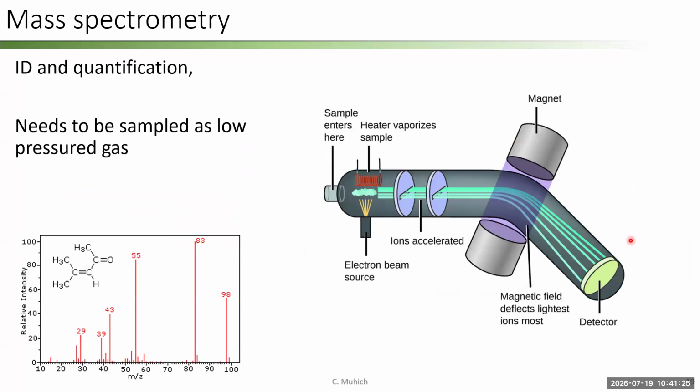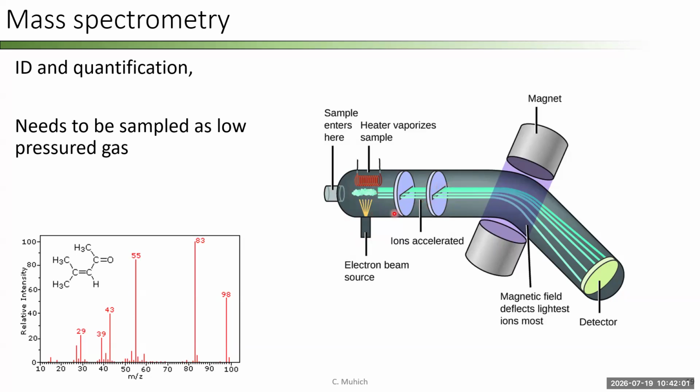Our last spectrometry technique is called mass spectrometry. What we do here is we take a very small amount of sample, we heat it up so that it vaporizes, and we take it down to a very low pressure and we sample it. The sample enters this mass spectrometer, or mass spec. It's exposed to an electron beam, which ionizes the molecule.